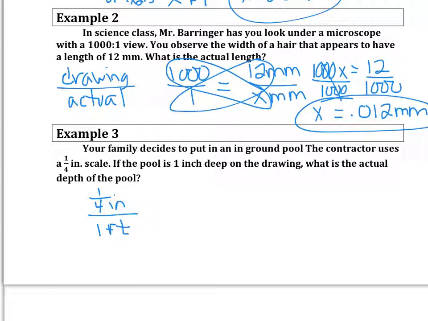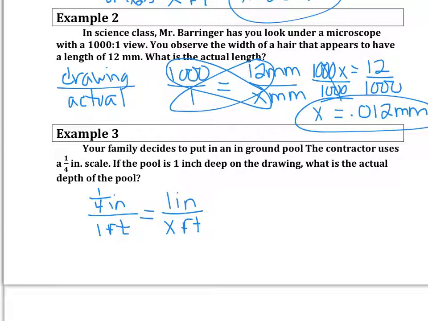And then I'm going to fill in what we know. So what we know right now is that on the drawing, the pool is 1 inch deep. So that's going to go up top. Another hint is that the unit matches with the numerator, so 1 inch up top. And we're trying to figure out the actual depth of the pool. So I'm going to put my unknown in the denominator. But I know the unit will be feet because it matches with the units of the scale.